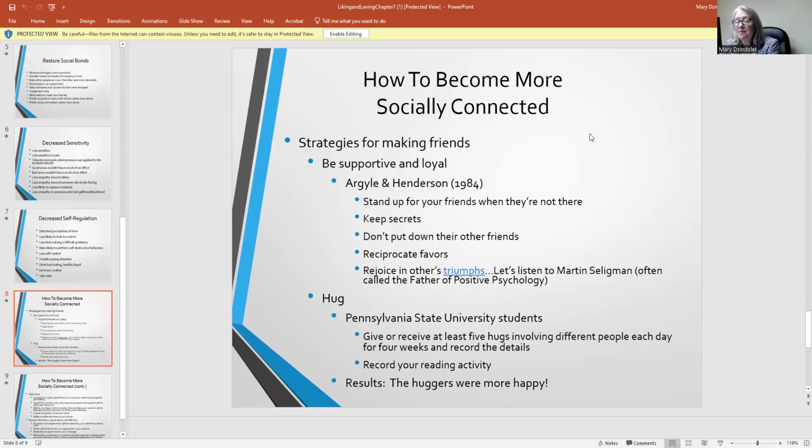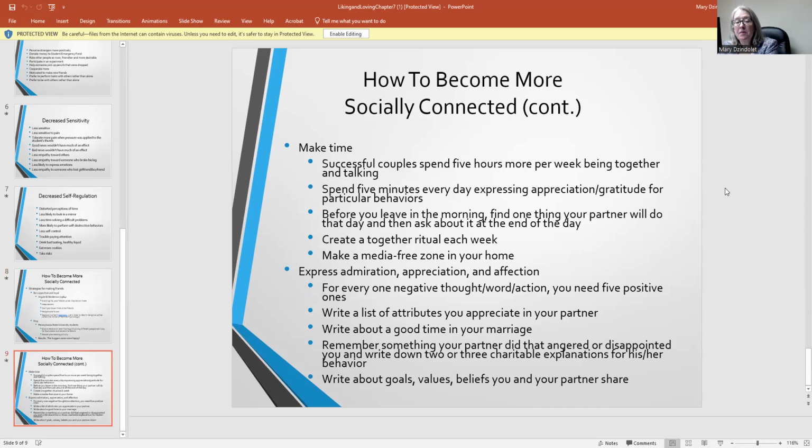Rejoice in others' triumphs. If you press this link, you'll get to listen to Martin Seligman. He's also often called the father of positive psychology. He's got great things about how important it is to rejoice in the great things that happen to another person. Hugs. Pennsylvania State University students found that giving or receiving 5 hugs each day, they had to do it for 4 weeks, and they were much more happy. So hugging seems to play a big role.